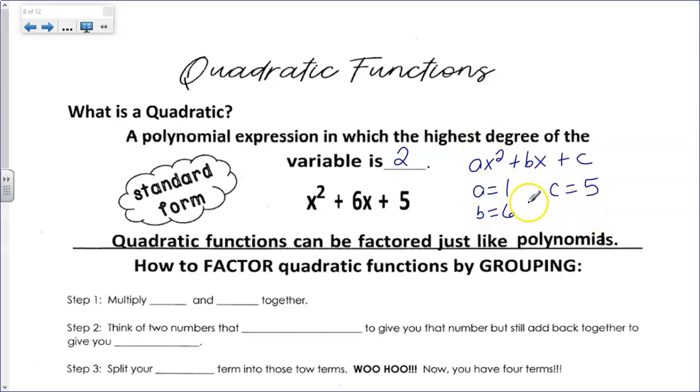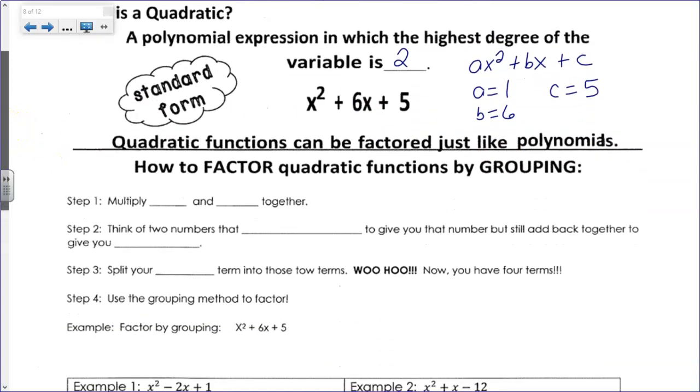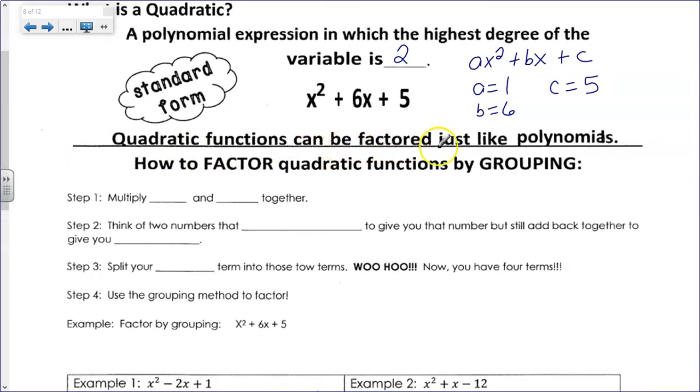Okay, so this is what we've been talking about for a couple of days now. Quadratic functions can be factored just like the polynomials that we were doing. How to factor quadratic functions by grouping. If you remember with grouping, we need 4 terms. In this one, we only have 3, so we're going to have to get it to have 4.